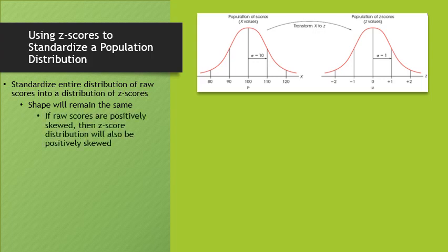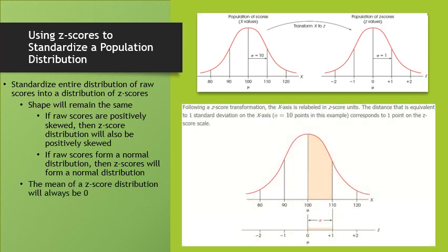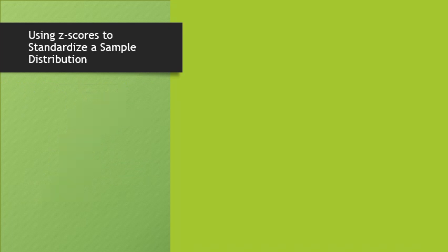If raw scores are positively skewed, then a z-score distribution will also be positively skewed. If raw scores form a normal distribution, then the z-scores will form a normal distribution. The mean of the z-score distribution will always be 0. The standard deviation of a z-score distribution will always be 1.